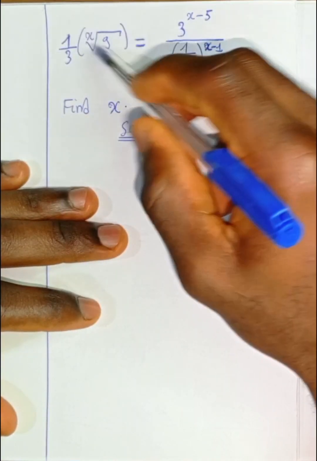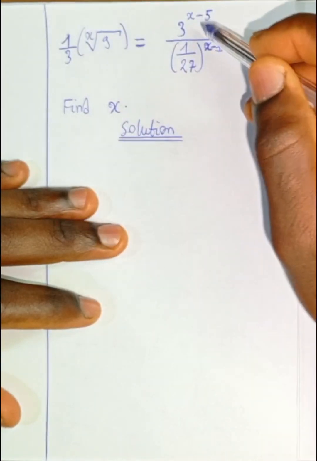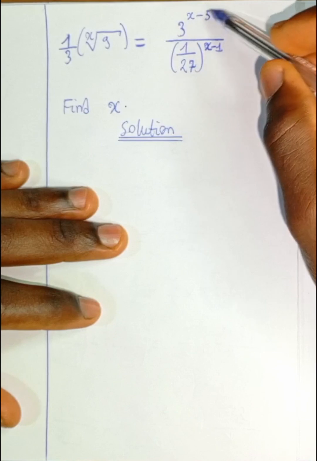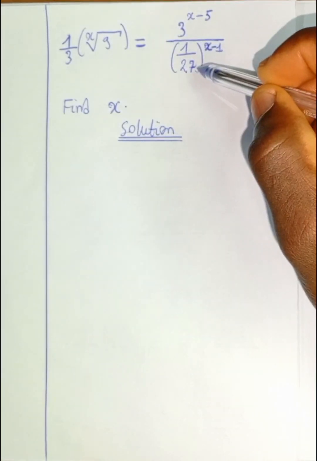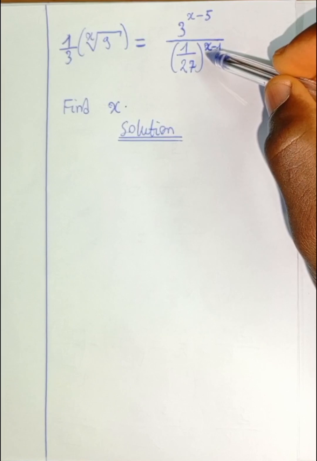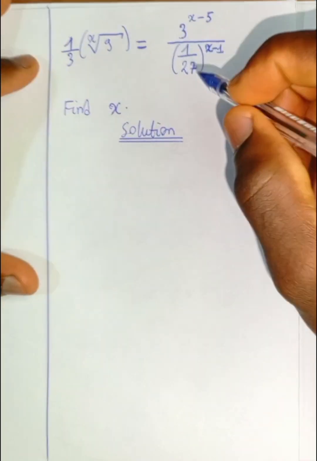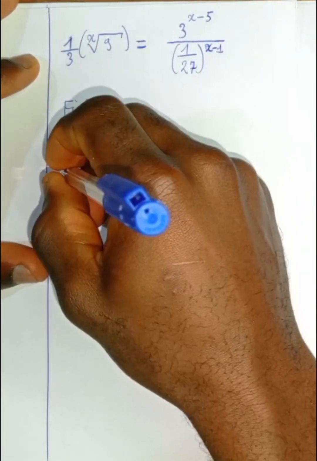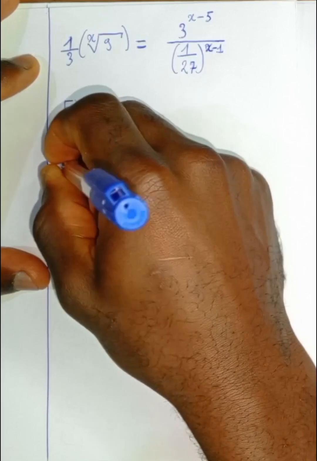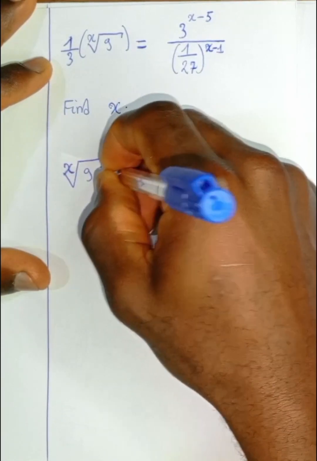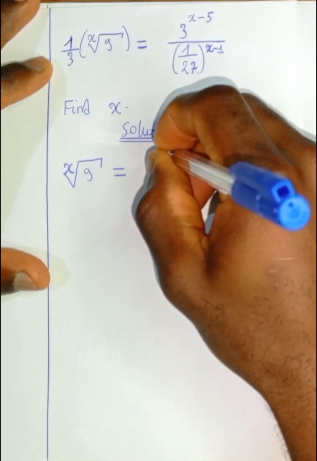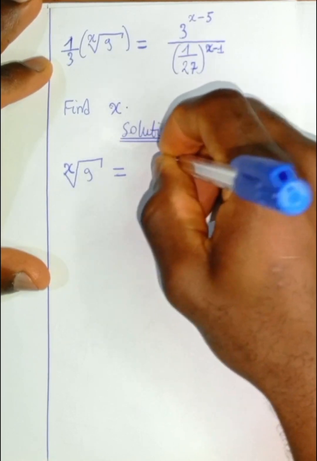1/3 times the x root of 9 is equal to 3 raised to the power x minus 5 all over 1 over 27 raised to the power x minus 1. First, if we take the x root of 9, we know this is the same as 9 raised to the power 1 over x.